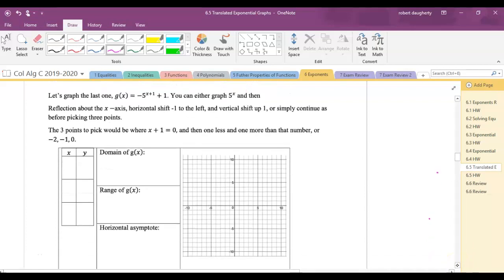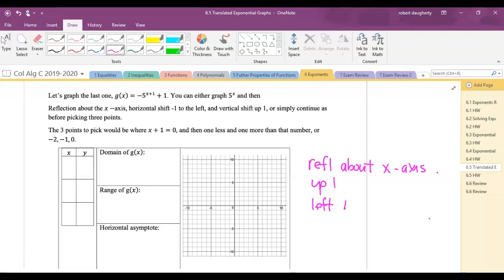What I find, you've got a choice. Here's what you can do. When you look at this graph, this is the one that we just talked about. And what do we say happened? It is reflected about the x-axis, and it moved up 1 and then to the left 1. Okay. So this is what I need to graph.